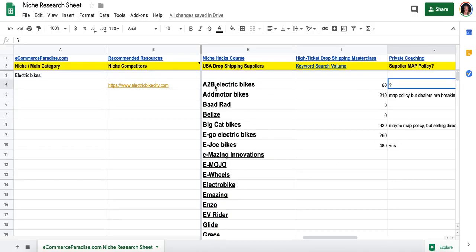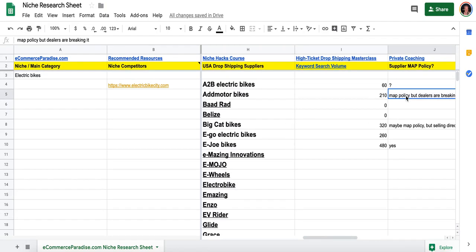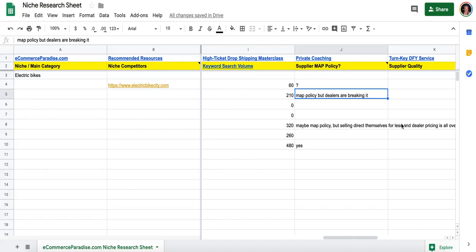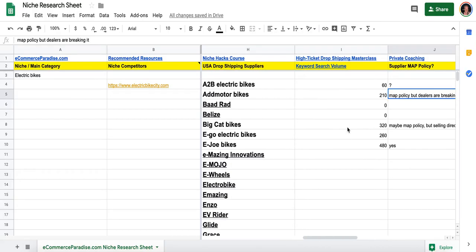But anyway, so I determined that ETB electric bikes I couldn't figure out because there weren't too many niche stores selling them. Add Motor, they had a MAP policy, but dealers were breaking it. The price is a little bit all over the place. And then I checked Big Cat, similar issue, MAP policy, but not only is the supplier selling direct themselves for less, but all dealers are also breaking MAP price, so kind of a pain in the butt to sell them, obviously. And then EJO bikes, yes, they have MAP policy, dealers are all selling the same price.